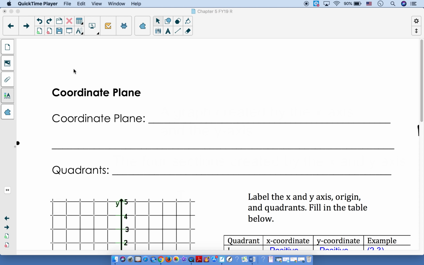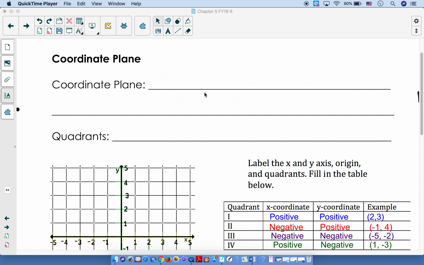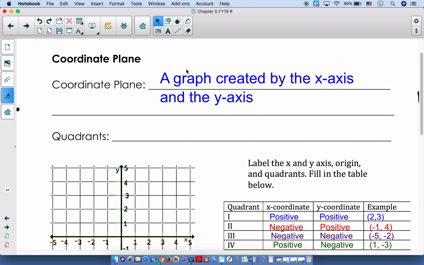Today we're talking about the coordinate plane. Like I always say, math always has big fancy words, and the coordinate plane is a big fancy word for a graph. The actual definition is a graph created by the x-axis and the y-axis.